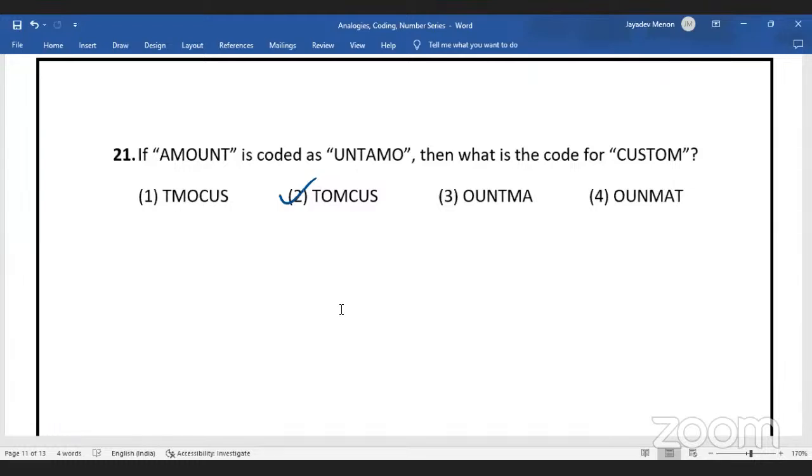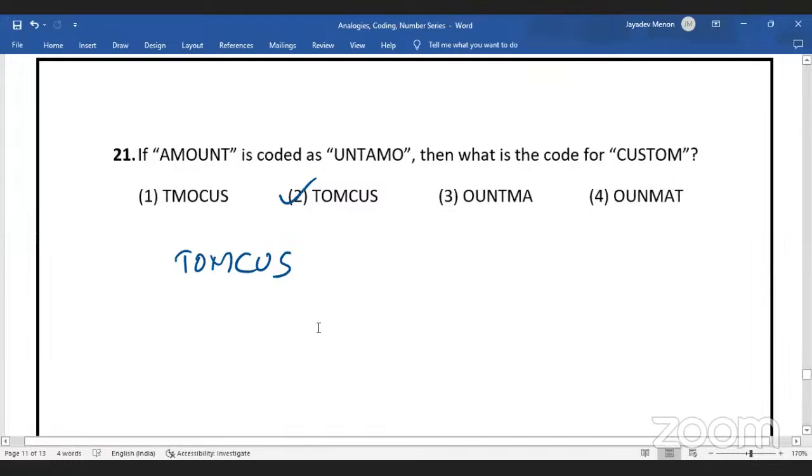So in the same way, if you are writing the code for custom, the second half will come first, TOM. Then the first half, CUS. So the code will be TOMCUS. Option 2.